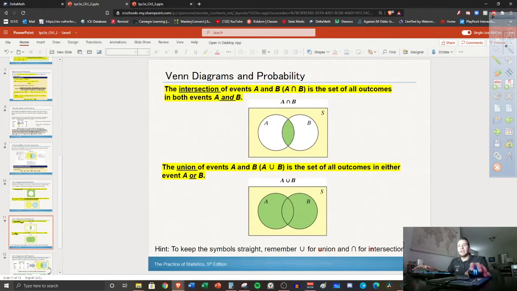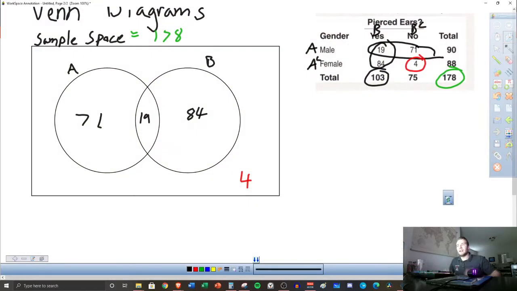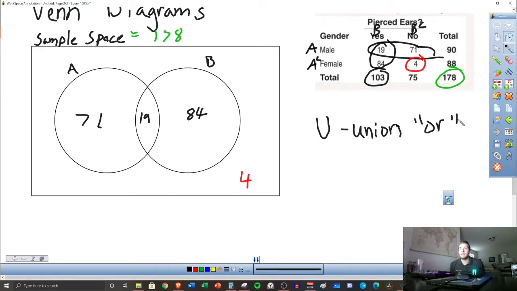Okay. And so in your notes, let's make sure that we write this down. So we have U is union, which is or statement, the union of the events, either male or pure steers. And then you have this, which is intersection.